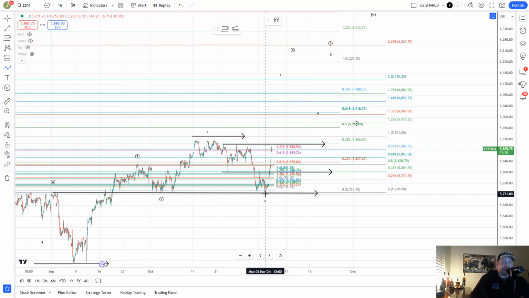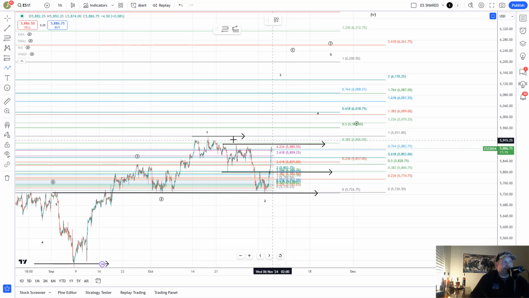I said as long as the bulls can hold this level, we should look for a direct move higher because we do have a 1-2, 1-2 setup with a wave 3 breakout. That's exactly what we're seeing here. This 5,900 level is a big level to get through, between 5,900 and 5,930.